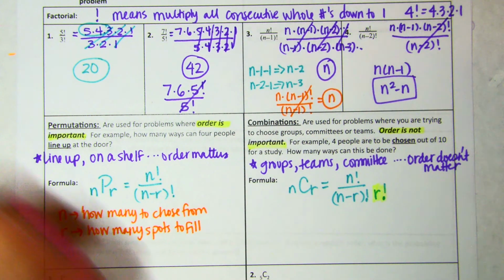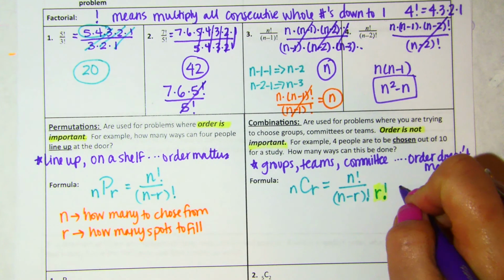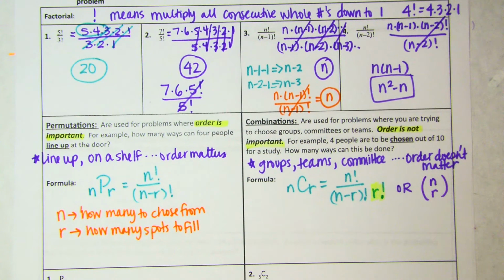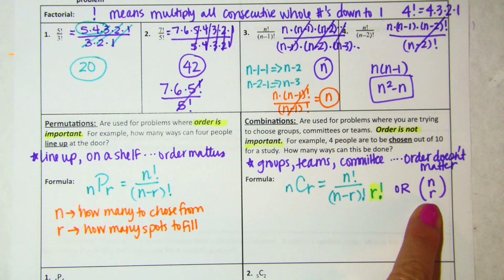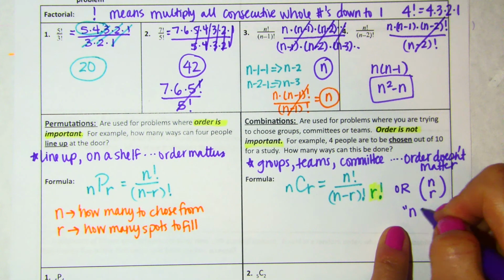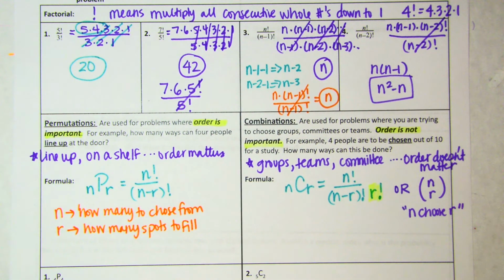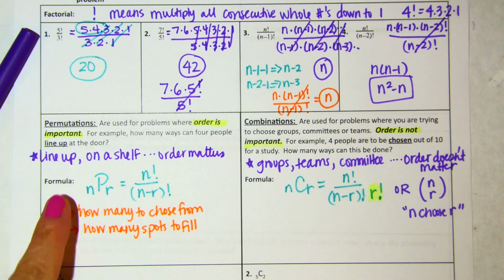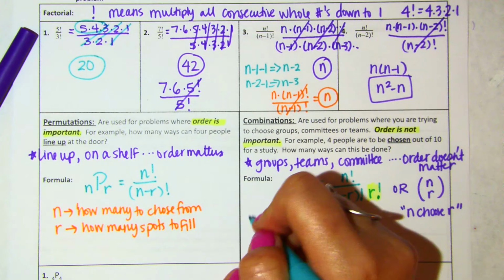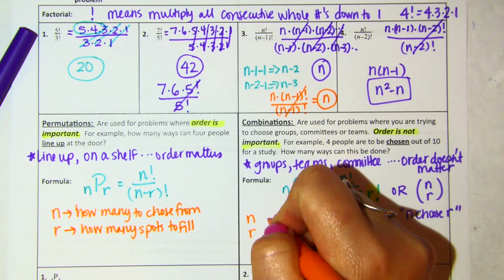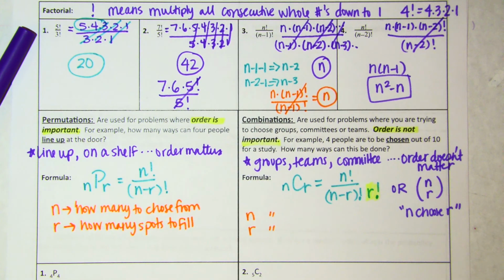Okay, another way to write this is you can write it like this. That's the same thing. This is n choose r, right? We say this n choose r, which is the same thing as combinations. Okay, and then this is the same thing for the n and the r. n is how many you have, and r is how many you're picking. It's the same.